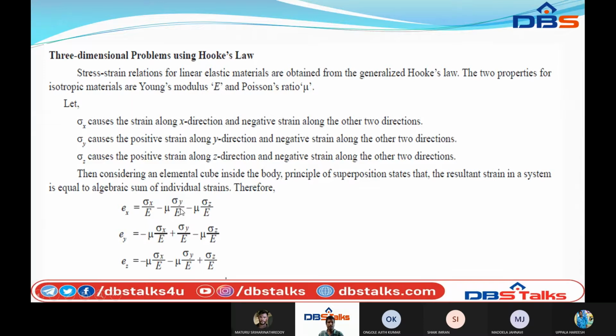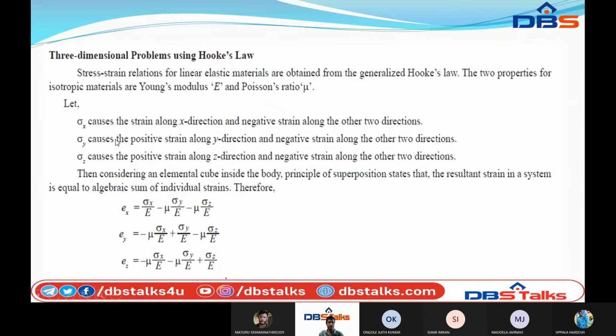This is the horizontal direction and vertical direction, x and y. Similarly, Ey, the strain in the vertical direction, that means the strain in the y direction: one negative, minus mu sigma x by E, and another negative, minus mu into sigma z by E, and one positive, sigma y by E. Students, please observe that for every horizontal and vertical direction, Ex and Ey, in Ez the z terms will be only positive, and the remaining terms are all negatives.